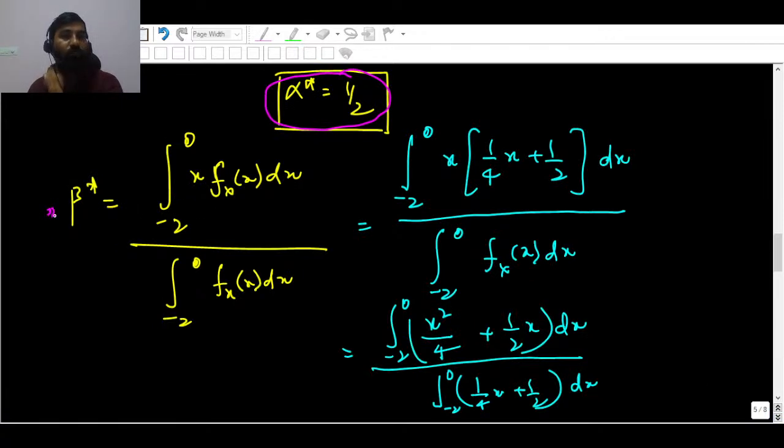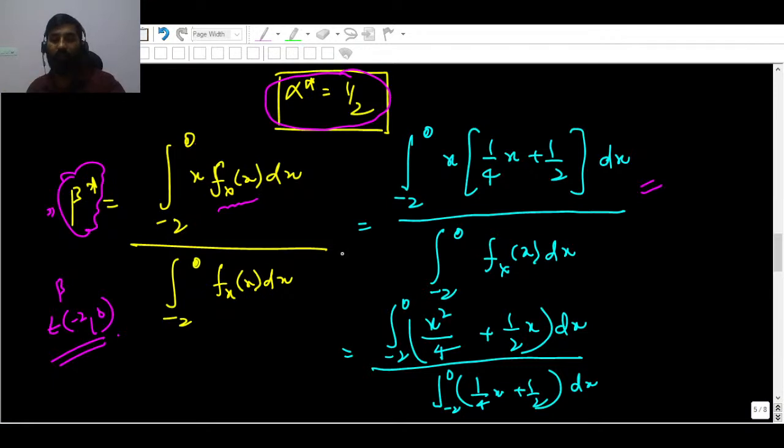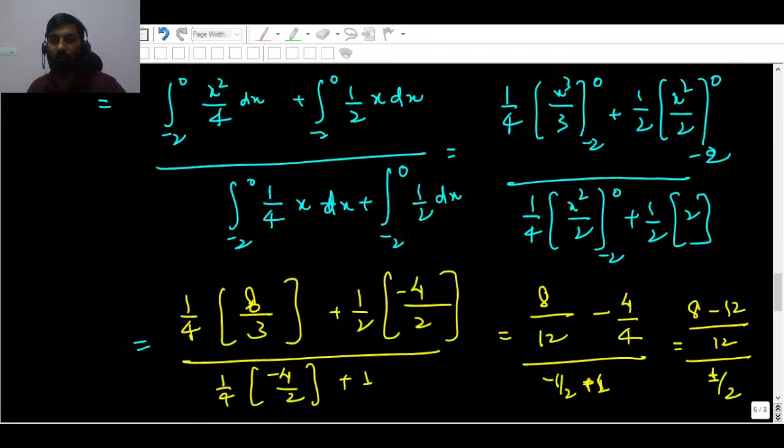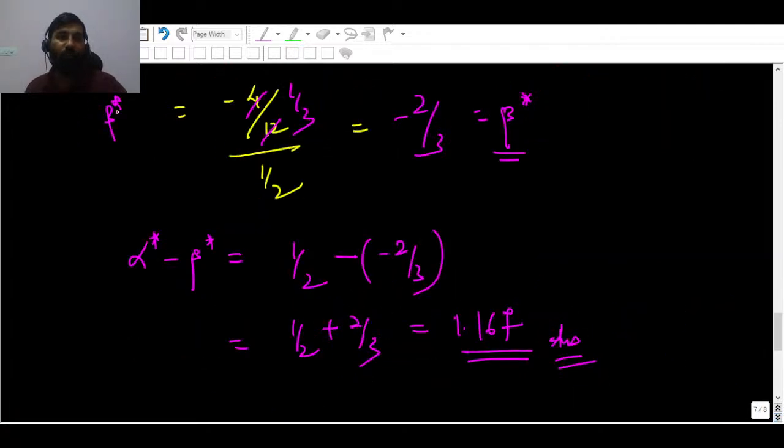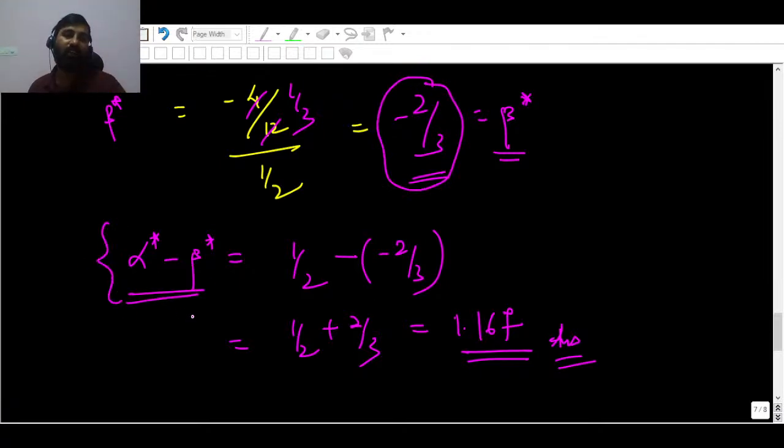Now we can compute beta as well. So for beta we have to choose the interval which lies between -2, right? Because in the question itself it is given that beta belongs to that. This is how we calculated, and we have kept here the density function which we have integrated. So finally beta star we have got, that is -2 by 3 was the result for beta, and this is what the question is asking, alpha star minus beta star we have to calculate: 1 by 2 minus -2 by 3 will get around 1.167. This was the answer.